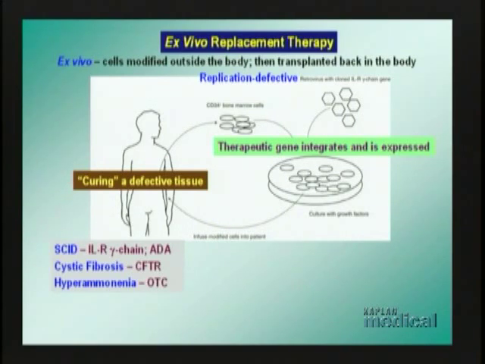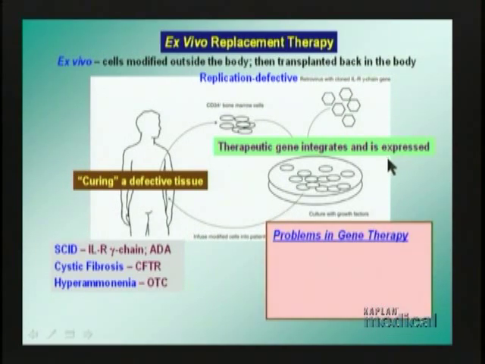Now, there's problems with this type of ex vivo replacement therapy. Even though it sounds very good on paper, there's some major problems with using this type of replacement therapy. One of the problems with this type of gene therapy is targeting the right tissue. Even though you take back these cells, which have been manipulated, and put them back into a human individual, how can we guarantee that those cells go to the right tissue? That's a serious problem, targeting of the cells going back to the right tissue.